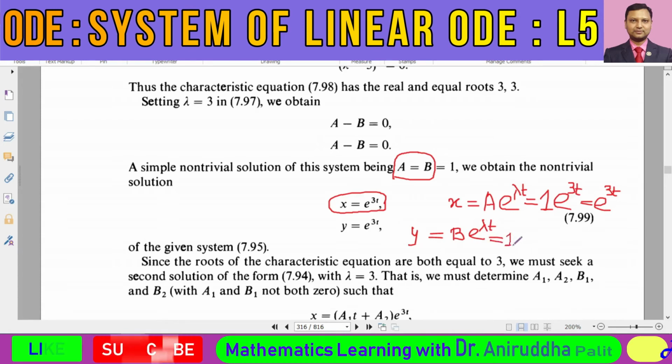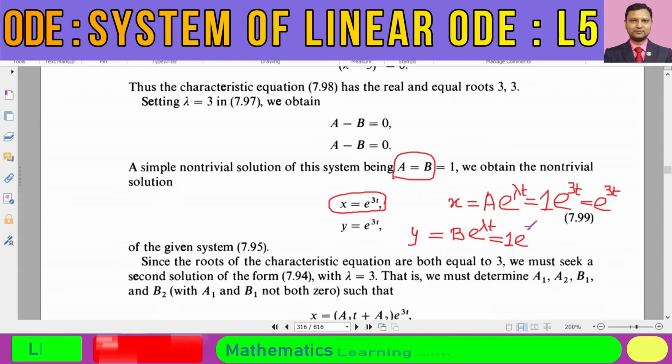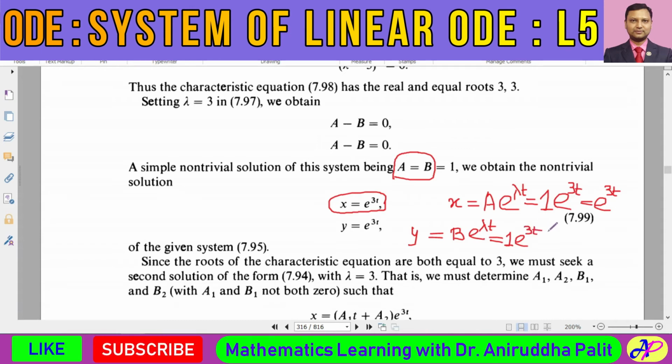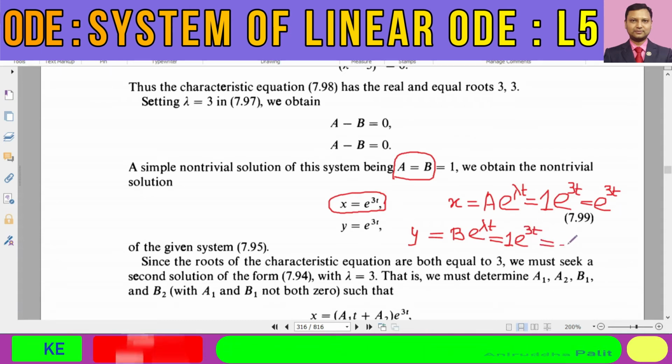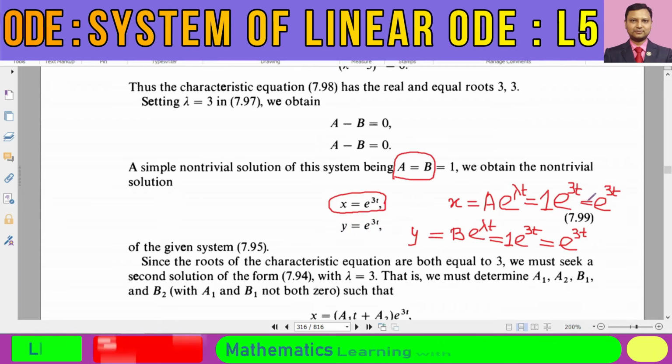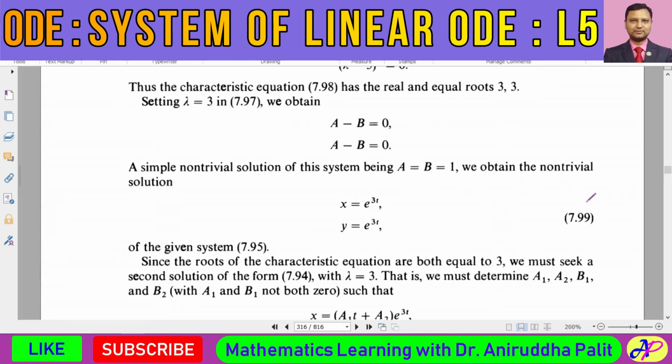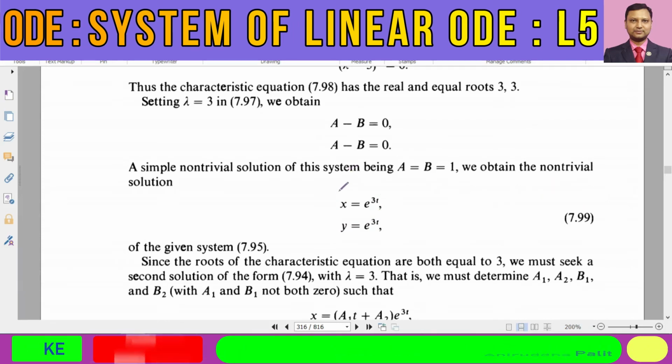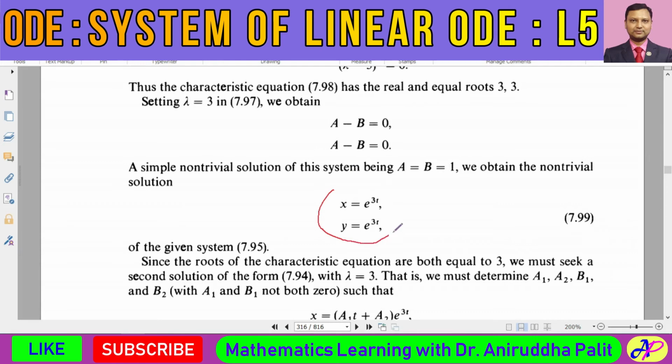B is equal to 1 and lambda is equal to 3. So we shall have e to the power of 3t, and that becomes simply e to the power of 3t. Here we have this expression of y. So in this way we get the first set of solution: x is equal to e to the power of 3t and y is equal to e to the power of 3t.